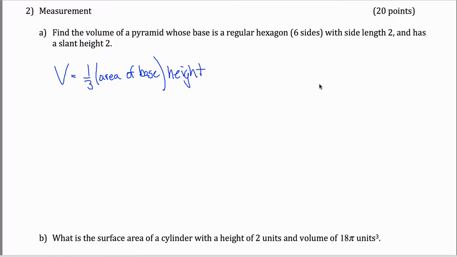The area of the base alone is hard to figure out. Maybe I can get there with a picture. Here's a regular, or close enough to regular, hexagon, 6-sided polygon. And if each side length is 2, it turns out that that tells me that this length is 2 as well. The distance from the center to any vertex is 2. How do I know that's true?